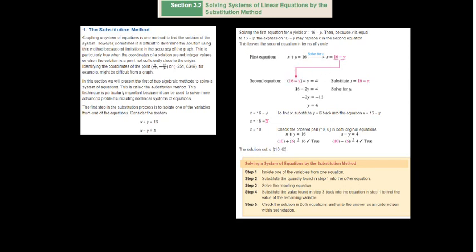So the second equation will become 16 minus y is equal to 4. And then when we do the arithmetic there, you get y is equal to 6. Well, now you have that y is equal to 6.